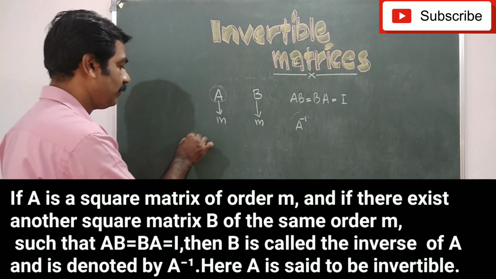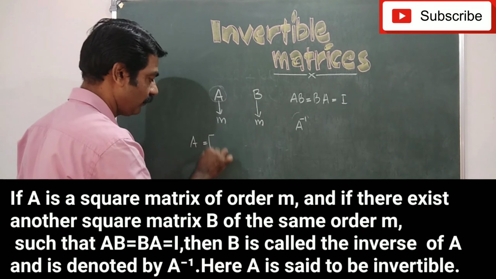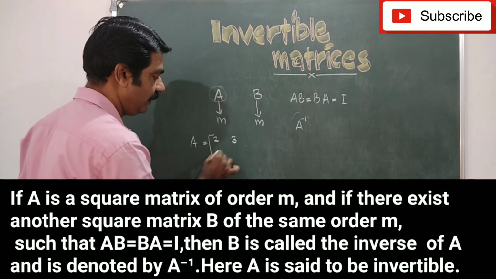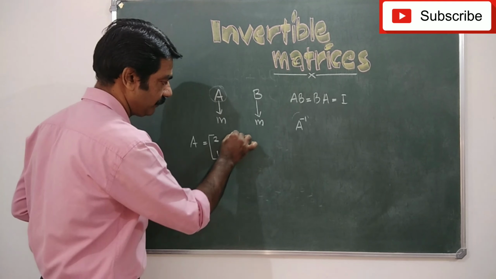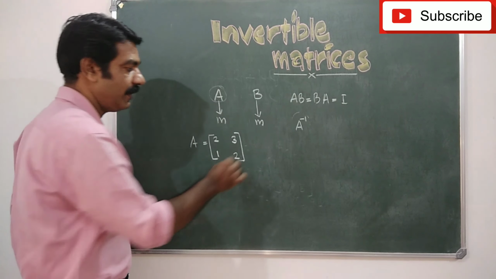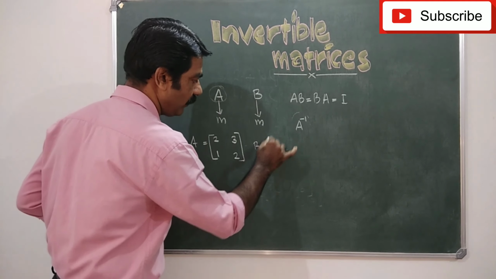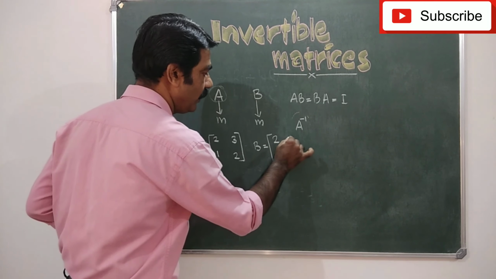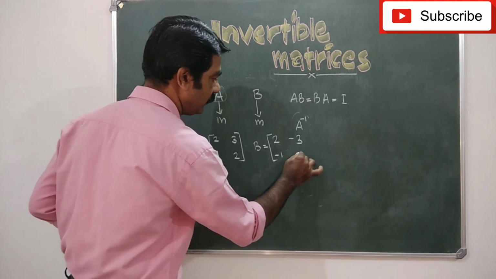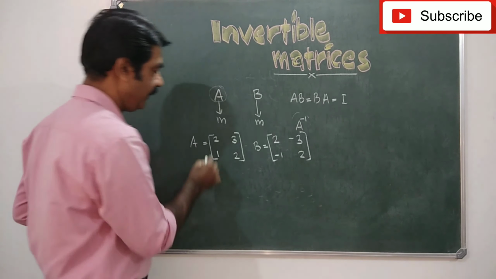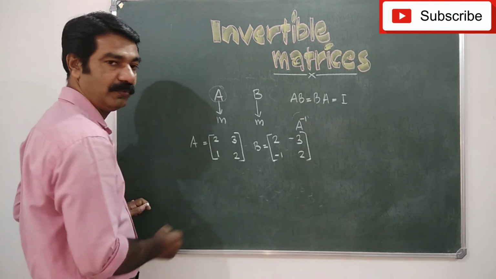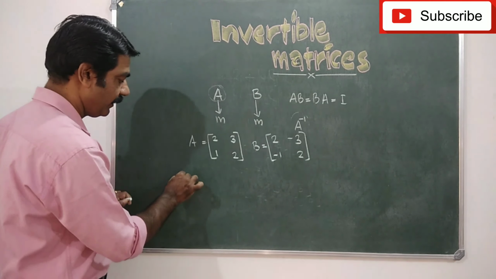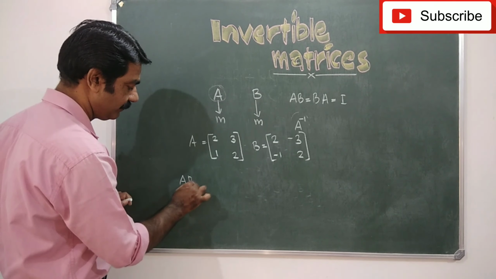See the example. Suppose A is a square matrix 2, 3, 1, 2. B is another square matrix 2, minus 3, minus 1, 2. A is 2, 3, 1, 2, and B is 2, minus 3, minus 1, 2. So we can multiply A and B first.